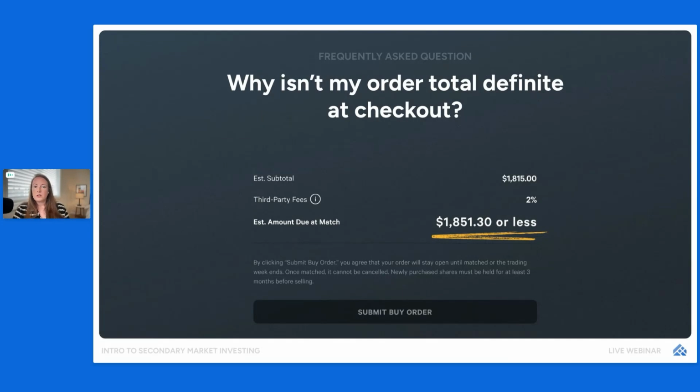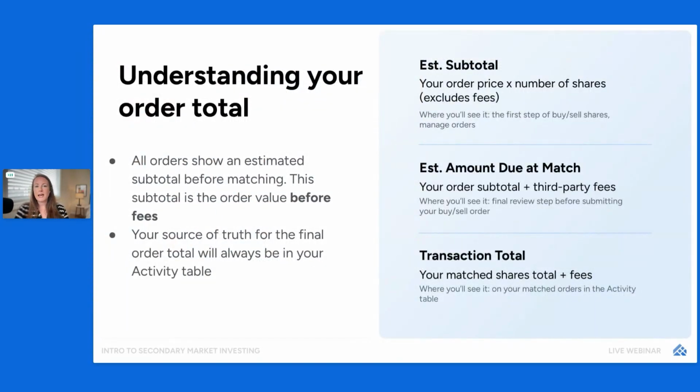So then when you go to review your order, you'll see that we're only giving an estimate of what might be due or paid at match. Why is that? In the case that a seller is willing to sell for a lower price than you've said you're willing to buy, or vice versa, your order might match at a better price than you submitted. Kind of the rule of thumb here is that everyone gets what they want or better. Since we don't know your final price or how many shares out of your order have matched until the match occurs, the source of truth for your final order total will be in your activity table transaction history. Until then, you will see us refer to subtotals as estimated.